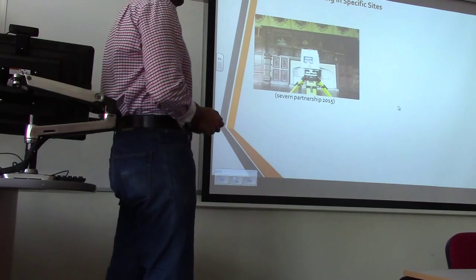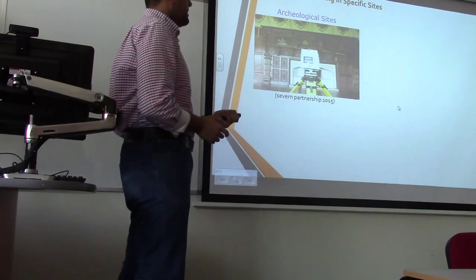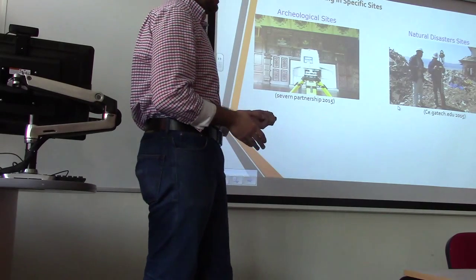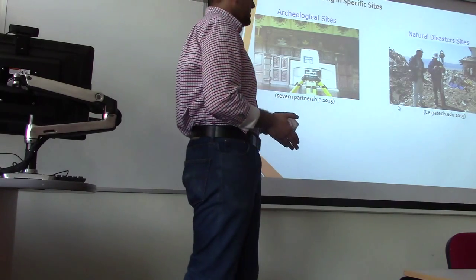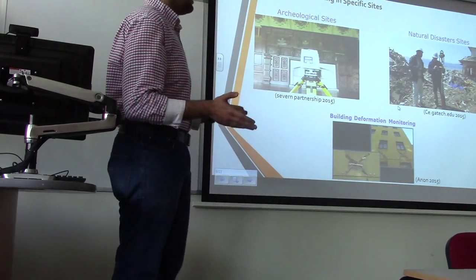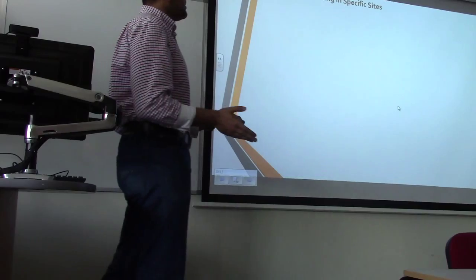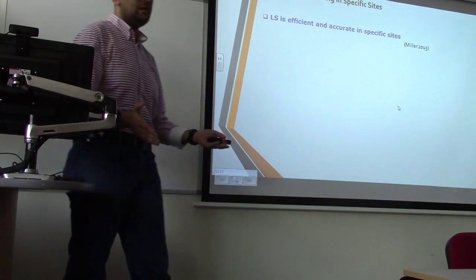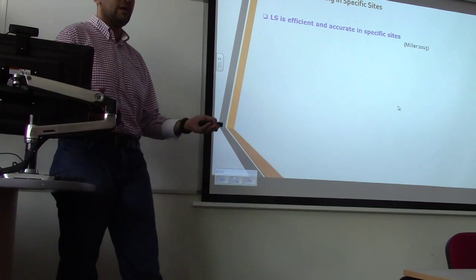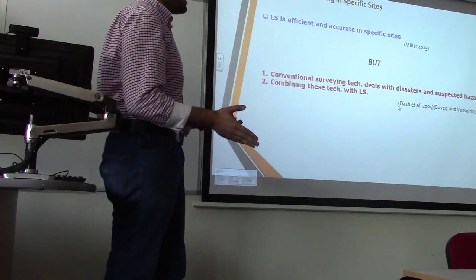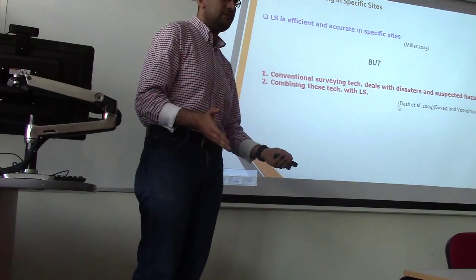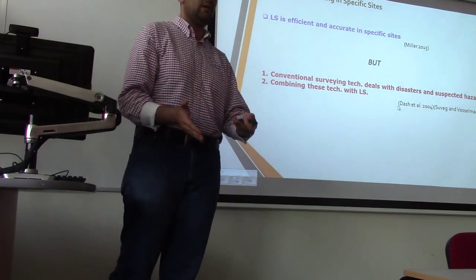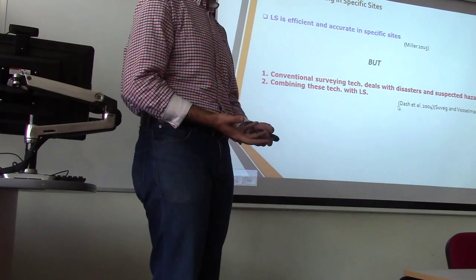Also, laser scanning is used in some specific sites, like archaeological sites. Also, it is used in natural disaster sites. And engineers also use laser scanning devices in normal conditions for building deformation monitoring. Many studies argued that laser scanning is an efficient and accurate technique to use with archaeological and ancient buildings. But on the other side, some studies argued that if we use laser scanning technology combined with traditional engineering surveying methods, we get a good result.